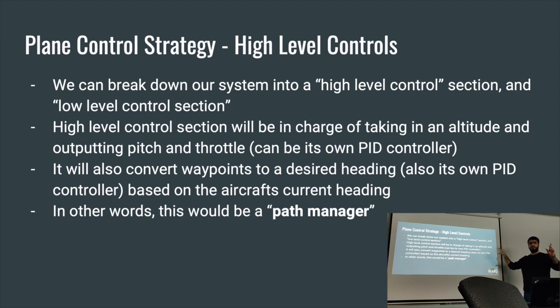And the output in this case is not necessarily a motor output, it could just be a specific pitch and throttle, right? So I want to go to 100 meters, I'm currently at 50 meters, I raise my elevators based on the proportional error, so like 25 degrees, and I set my throttle to be slightly higher, so like 75%, so that I can actually climb. I can also do the exact same thing given a set of waypoints.